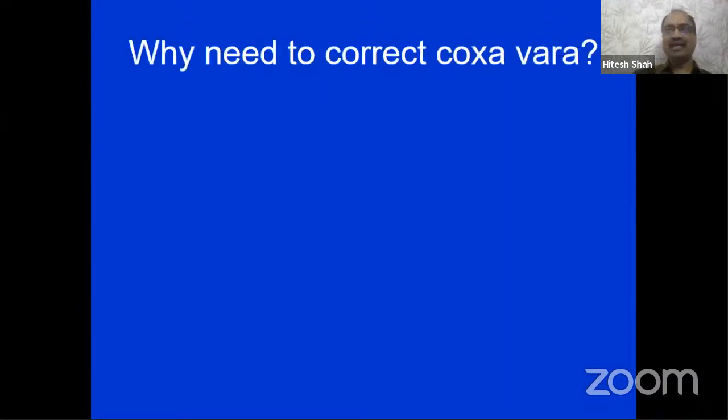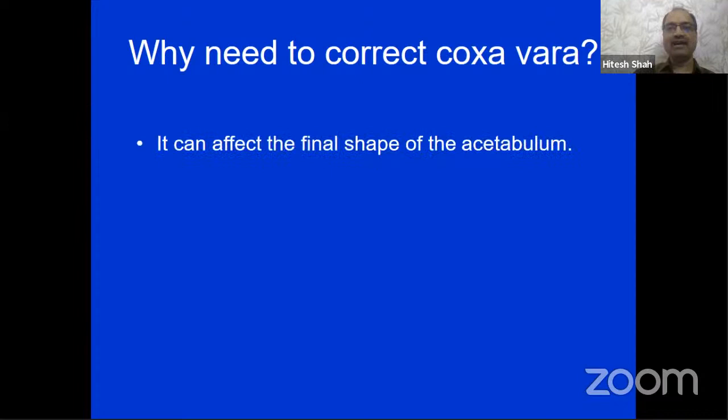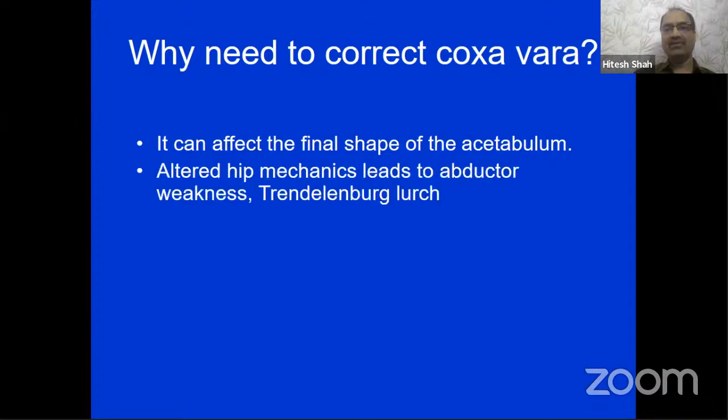Coming to the second aspect of the hip joint, on the femoral side, the femoral dysplasia. As I said, the femoral dysplasia can have coxa vara or coxa valga. So we need to understand why we need to correct the coxa vara. What are the problems with the coxa vara? It can affect the final shape of the acetabulum if it is happening in a very young child.